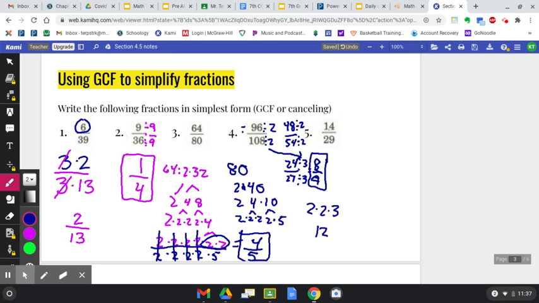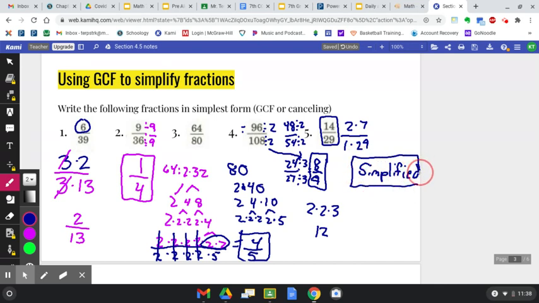I'm going to do prime factorization, right? I know 14 would be 2 times 7. And I know 29 is a prime number. So 29 is only going to have 1 times 29 as factors. So these are all prime. So here's my prime factorization. This is already in simplest form. So on a problem like that, we would just write simplified. That one is already simplified. There's nothing else to do for that problem.